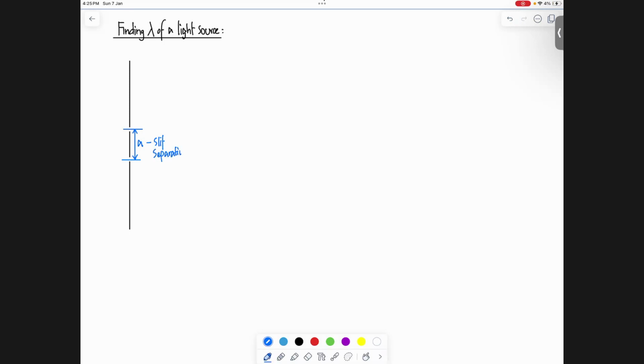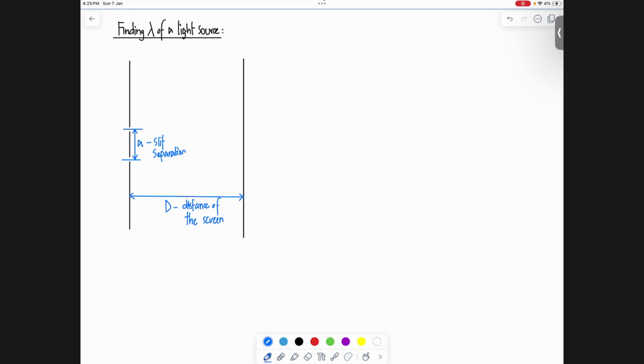And then we have to place a screen. So you have your screen placed somewhere here, right? The distance at which the screen is placed is very important. It's capital D, the distance of the screen. So this is that distance.